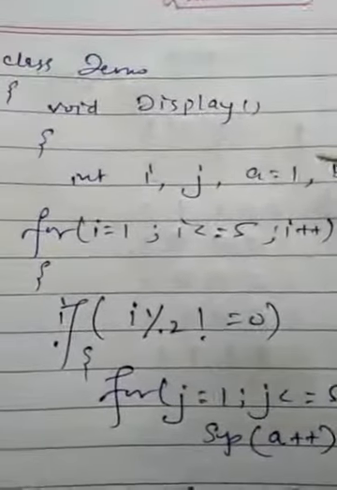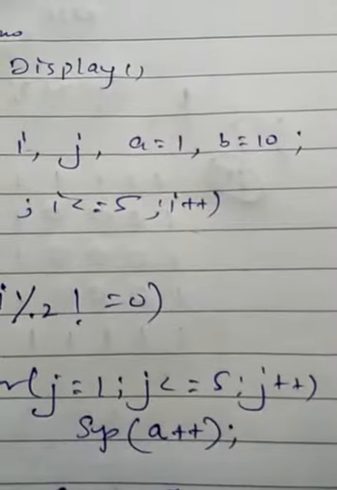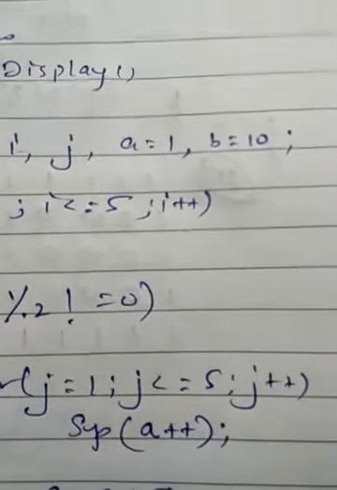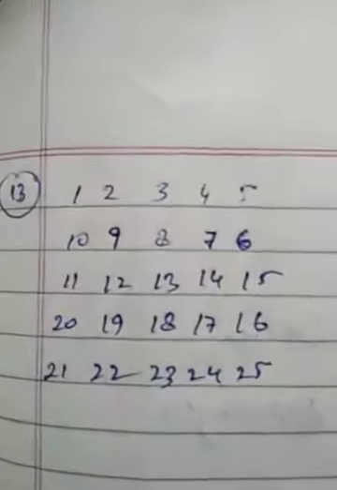So how will this become? Now see the solution of this. We are taking variables i and j for rows and columns, and the value of a we are taking 1, and the value of b we are taking 10 for the first row starting number and the second row starting number.